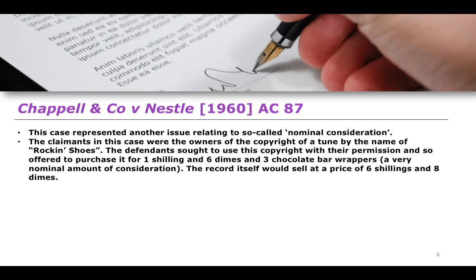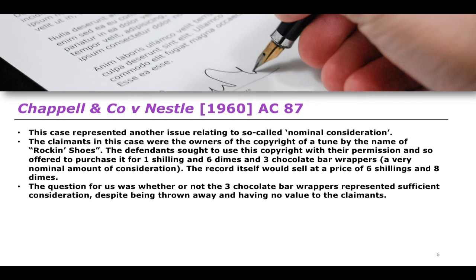Because the record itself, even though it was purchased for the price of 1 shilling and 6 dimes and 3 chocolate bar wrappers, would sell at a price of 6 shillings and 8 dimes, so quite significantly more than what was originally bought for. The question for us was whether or not the 3 chocolate bar wrappers would represent sufficient consideration, despite the fact that they had no value to the claimants and had been thrown away immediately. Okay, obviously we know that it wouldn't have been adequate consideration, it wouldn't have represented a fair deal, but was it sufficient to even establish the existence of consideration?